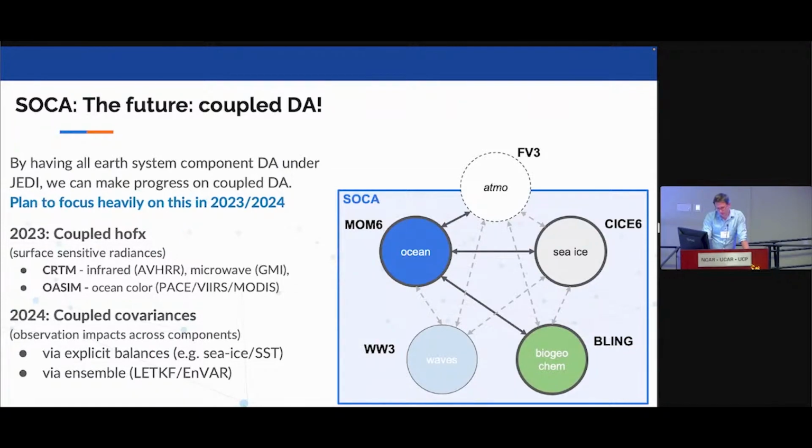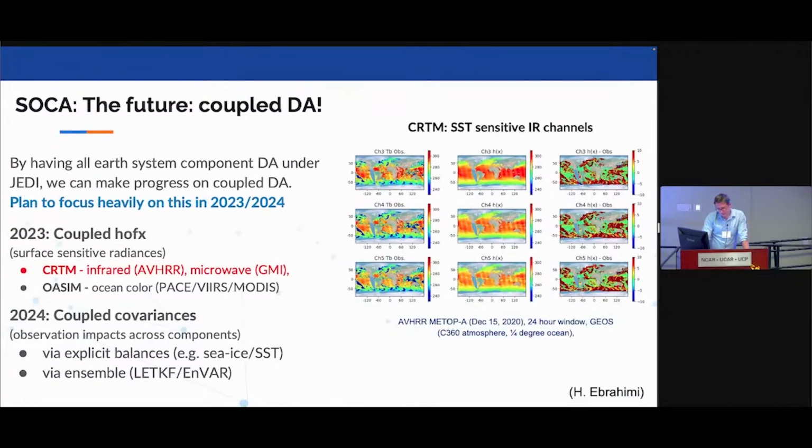And so the goal for later on this year and next year is to really look at two main things. First, using the CRTM to do surface sensitive radiance data assimilation with AVHRR and GMI, so looking at SSTs. Within one DA system, can we use these observations to update the ocean and the atmosphere at the same time in a way that is beneficial to both domains?